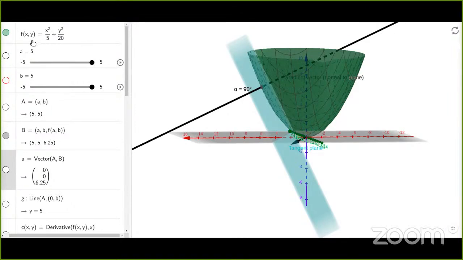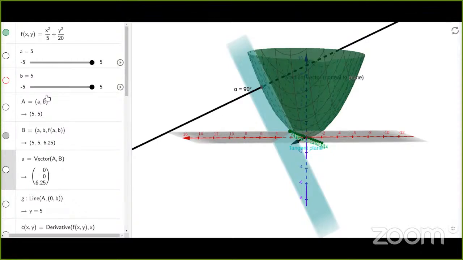If we differentiate with respect to x, what will we get? 2x by 5, right? And with respect to y, it is y by 10, correct? And if we consider the point (5, 5), what is the gradient vector of this function at that point? Can someone tell me? Just calculate it and tell me.